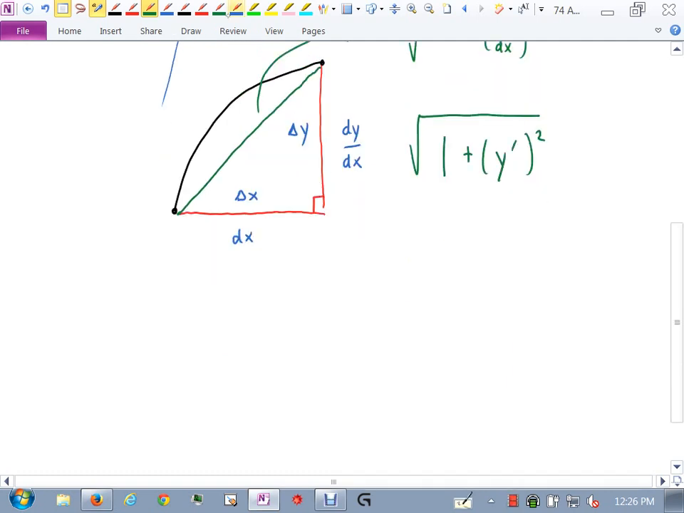So the integral, if we add them up forever, the total length, so I'll say length t for total, is going to be the integral, where x varies from a to b, of the square root of 1 plus y prime squared. And then we have to have a variable to integrate with respect to. So hopefully it's obvious to you that dx is our integration variable.